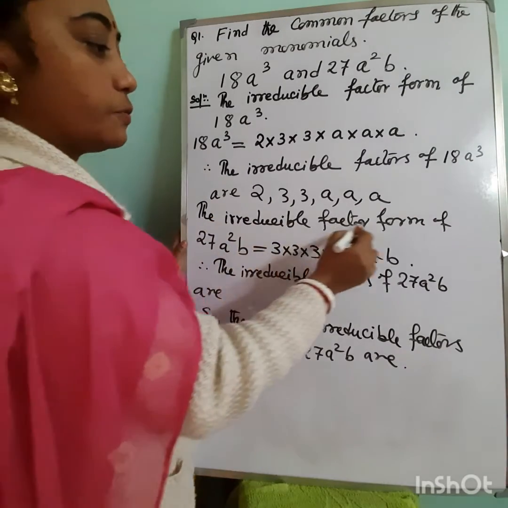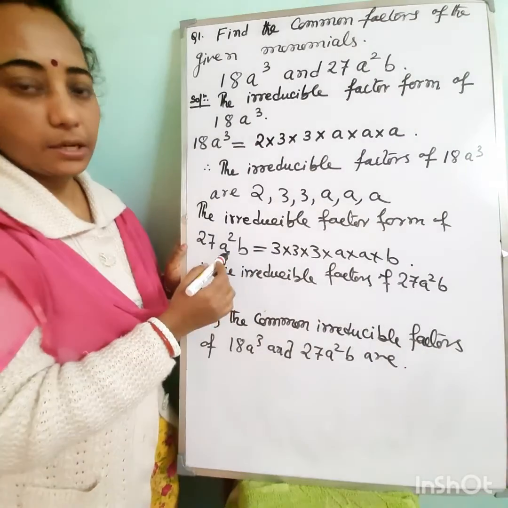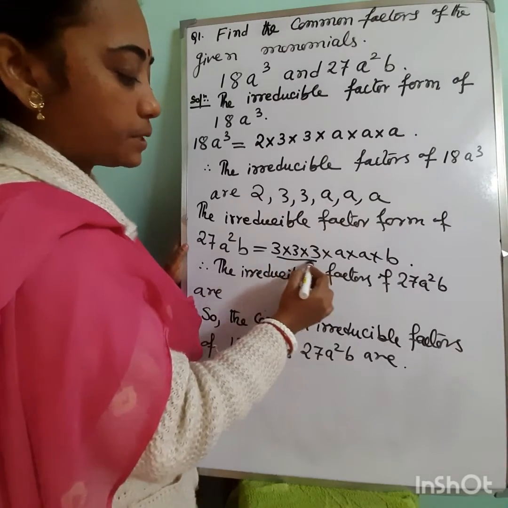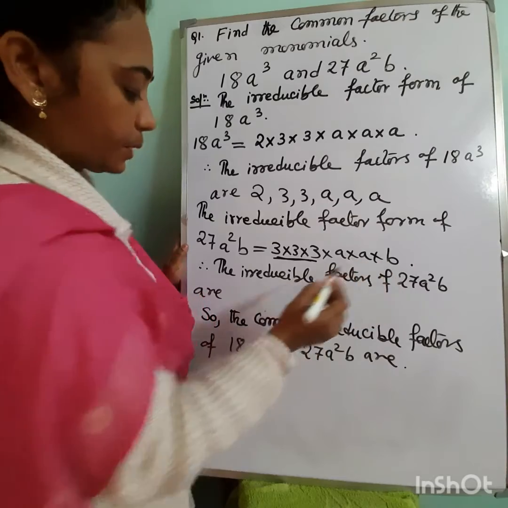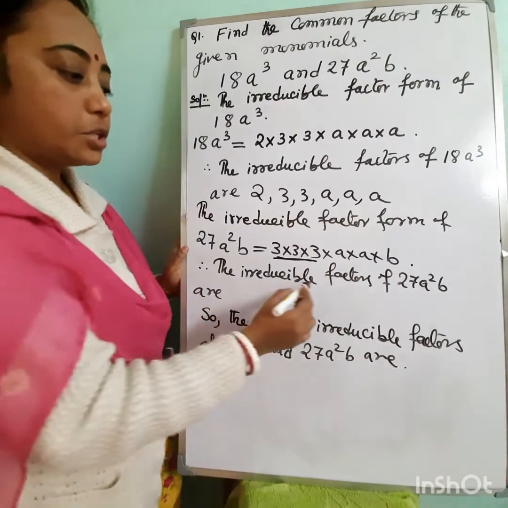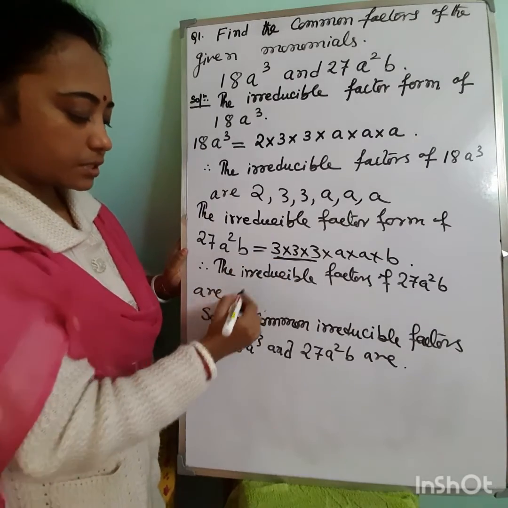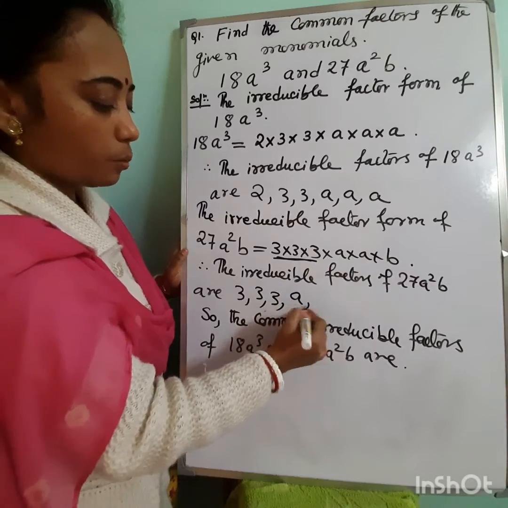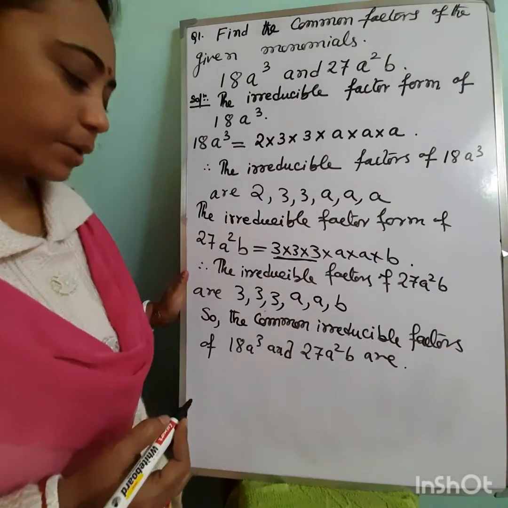Now the irreducible factor form of 27a square b can be written as, we know 27 is 3 nines, so 3 multiplied by 3 multiplied by 3. These 3s are prime numbers, and a square b can be written as a multiplied by a multiplied by b. So the irreducible factors of 27a square b are 3, 3, 3, a, a, b.